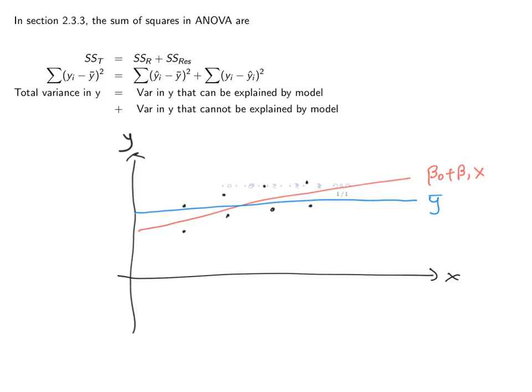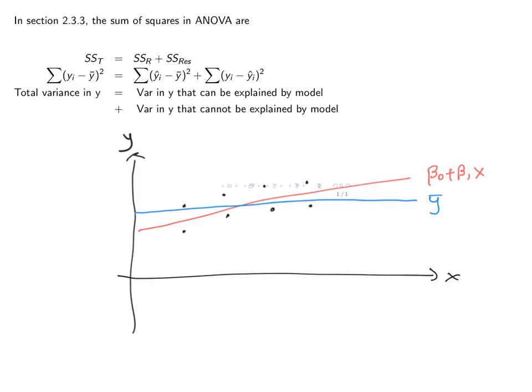So really, this vertical distance from the black data point to the blue line, that's the total variance. The distance of the black point to the red line, that is the residual. And the vertical distance between the red line and the blue line represents the regression sum of squares. And obviously that distance, you square that and add it all up. So that's really what this represents.